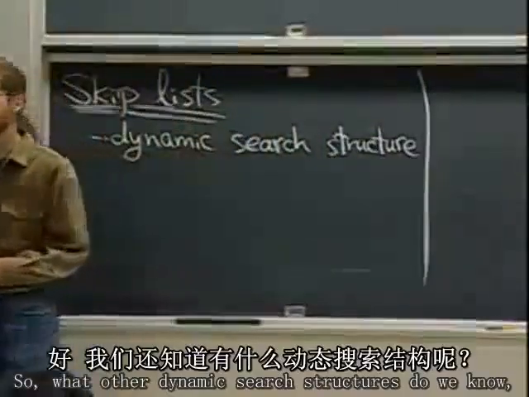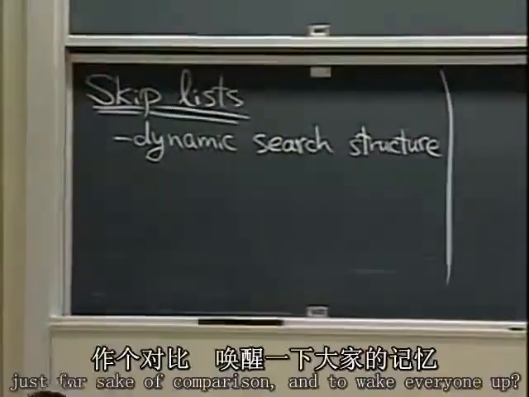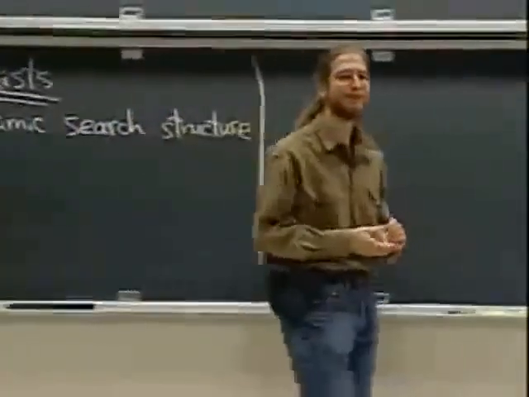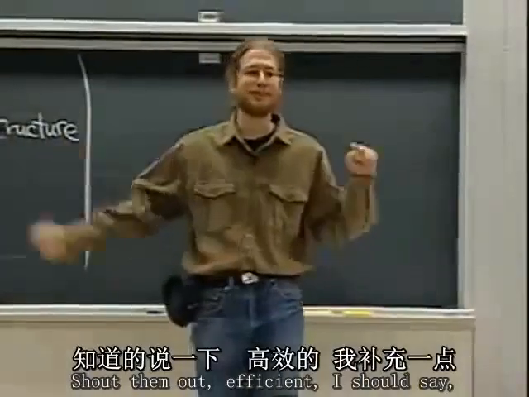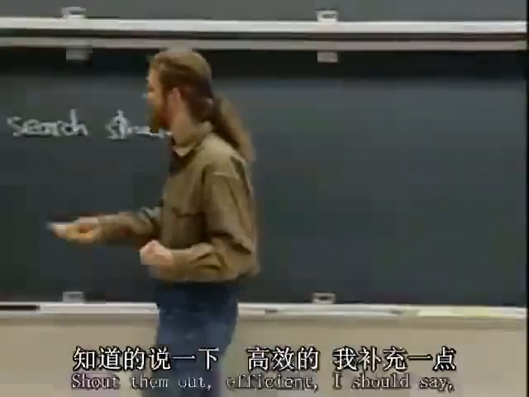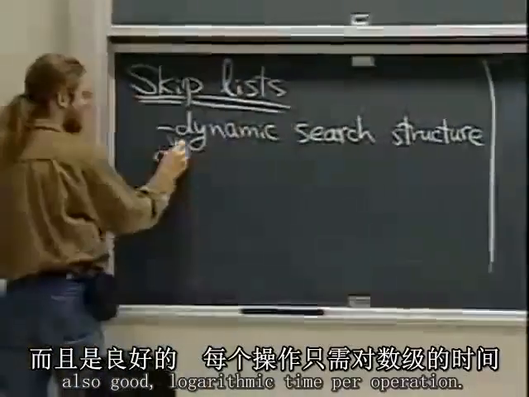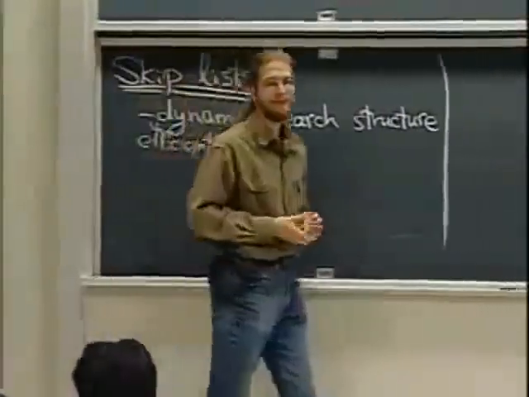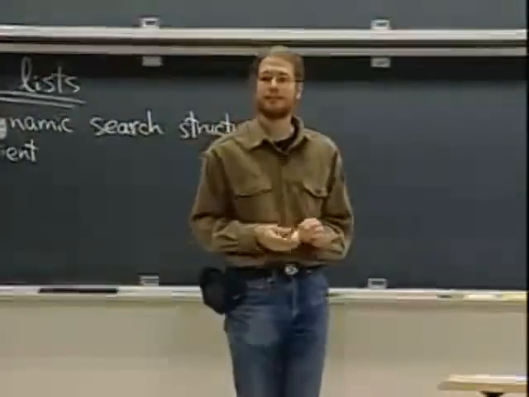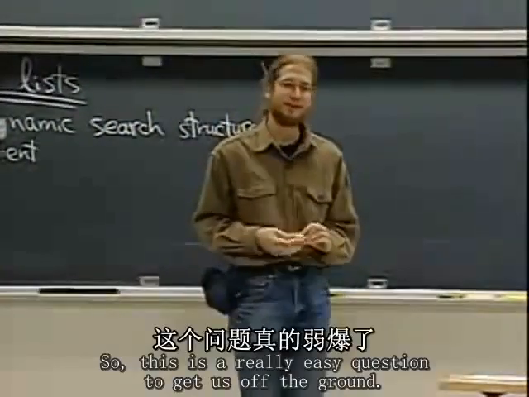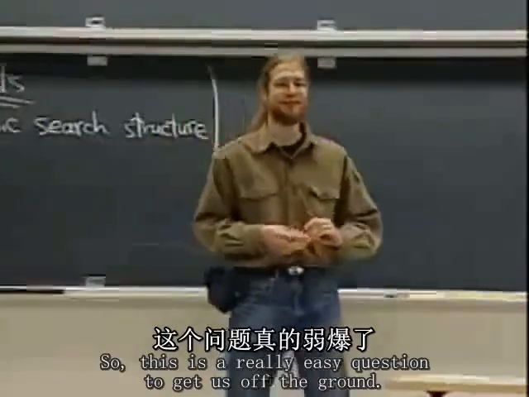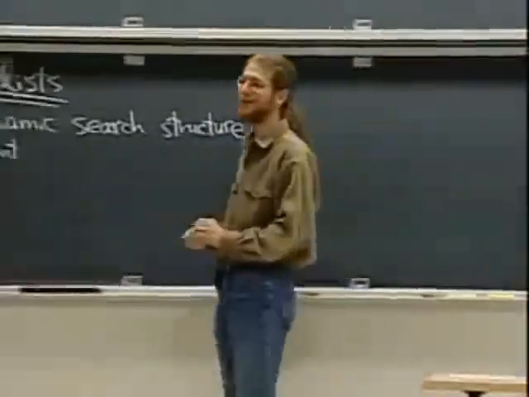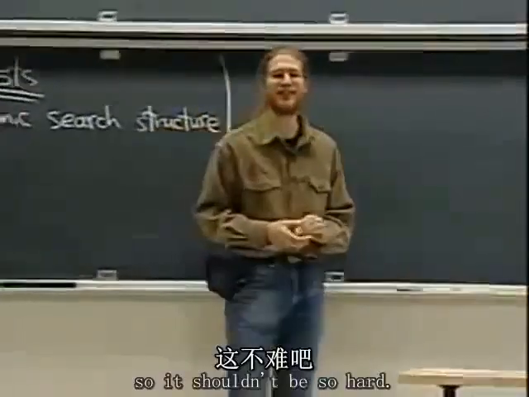So what other dynamic search structures do we know, just for the sake of comparison, and to wake everyone up? Shout them out. Good, efficient, I should say. Also good: logarithmic time per operation. So this is a really easy question to get us off the ground. I've seen them all in the last week, so it shouldn't be so hard.